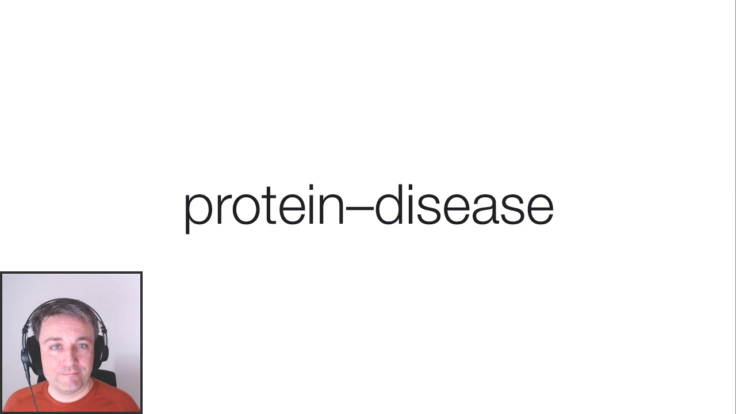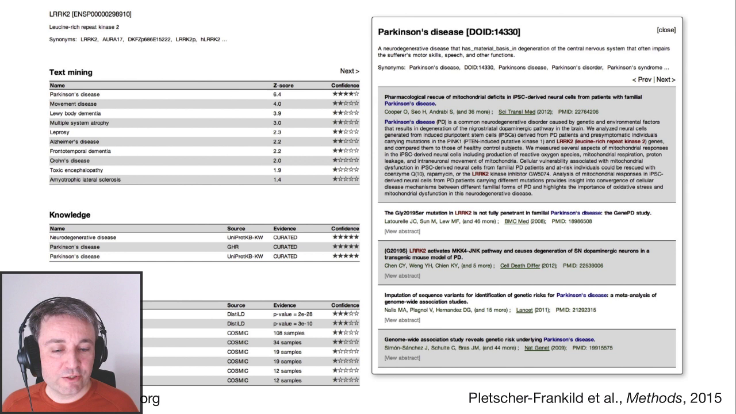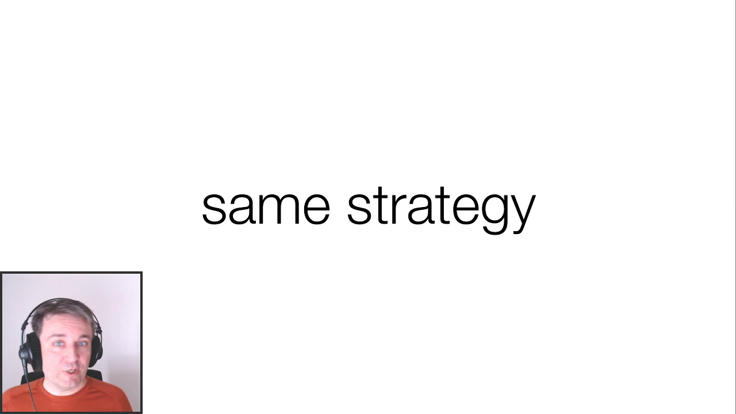Protein disease associations. We have a database called DISEASES where you can go in and look up, for a certain disease, the genes, or for a certain gene, the diseases. Again, it's a network where you now have two kinds of nodes, proteins and diseases. And the nice thing here is it's the same strategy we're using for making all of these resources.